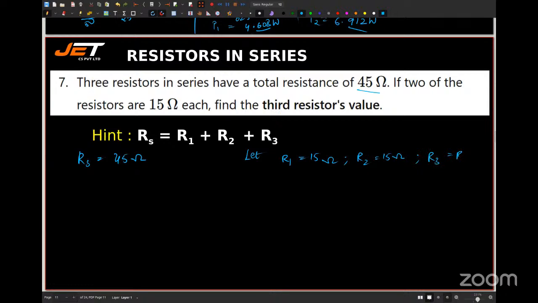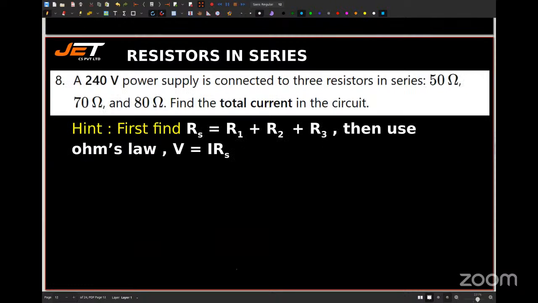Let's say R3 is equal to some R, and if we substitute these values in the above formula, what do we get? It is 45 equals 15 plus 15 plus R. So 45 equals 30 plus R, and R equals 45 minus 30. So already I'm sending 30 to that side, it becomes minus, so it will be 15 ohms. So that is how you calculate. Good. Next question.